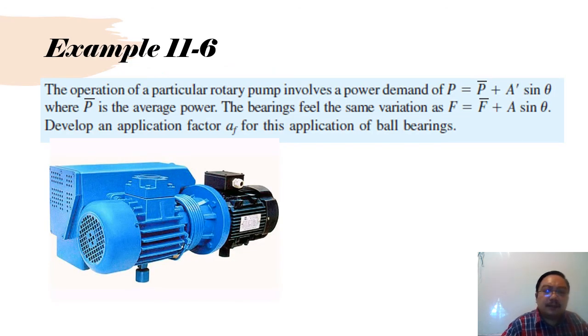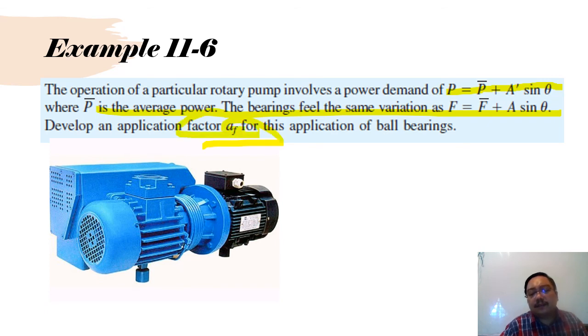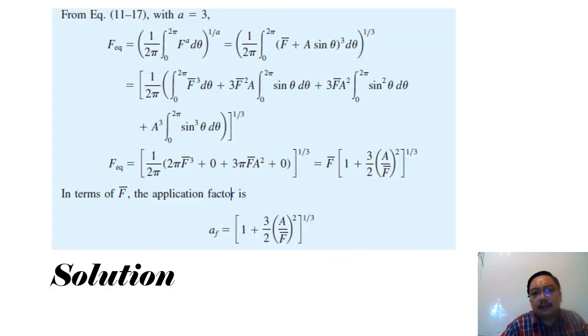This is an example. Operation of a particular rotary pump involves a power demand P, where P equals P prime times a function of sin theta, where P prime is the average power and the other term is the sine variation. Develop an application factor for this application for a ball bearing. This is the picture of the pump, and this is the equation.